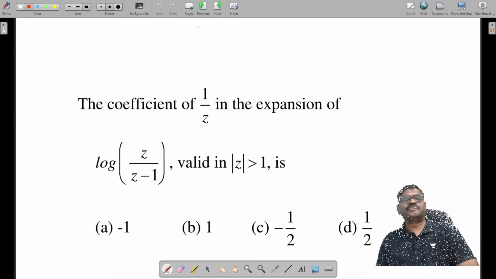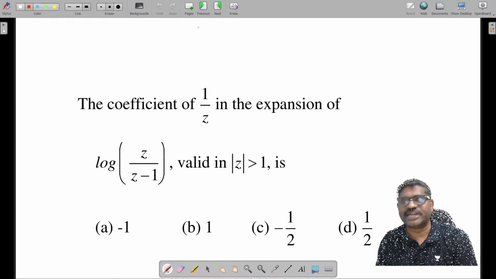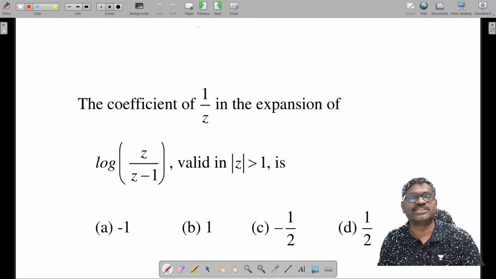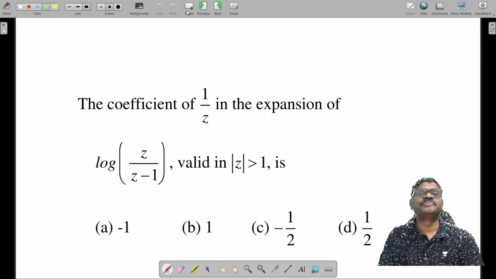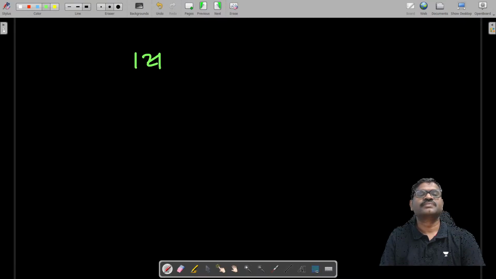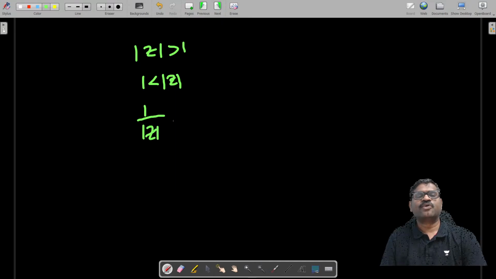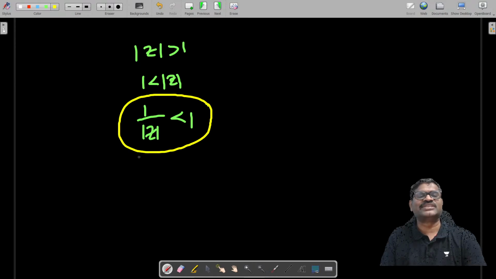Understood? Next problem. The coefficient of 1 by z in the expansion of log z by z minus 1, valid in the region mod z greater than 1. Observe here: mod z greater than 1 is nothing but 1 less than mod z, that is, 1 by mod z less than 1.